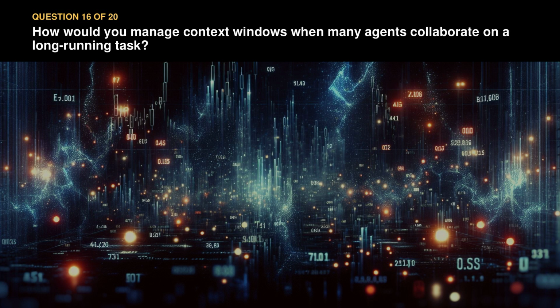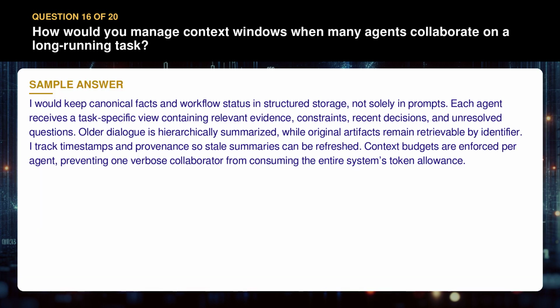Question 16. How would you manage context windows when many agents collaborate on a long-running task? I would keep canonical facts and workflow status in structured storage, not solely in prompts. Each agent receives a task-specific view containing relevant evidence, constraints, recent decisions, and unresolved questions. Older dialogue is hierarchically summarized, while original artifacts remain retrievable by identifier. I track timestamps and provenance so stale summaries can be refreshed.